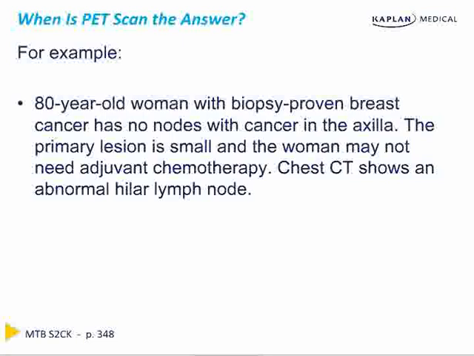She has a chest CT that shows an abnormal hilar lymph node. In this case, a PET scan may be useful because it can exclude the abnormal hilar lymph node as a metastasis. Therefore, if the PET scan is negative, she may not need additional chemotherapy. But if the PET scan is positive, the doctor may go ahead and treat her with adjuvant chemotherapy.